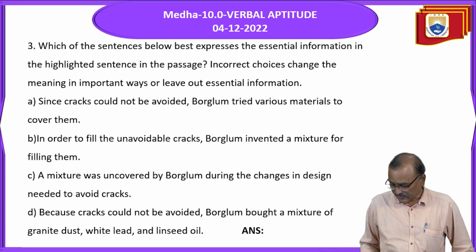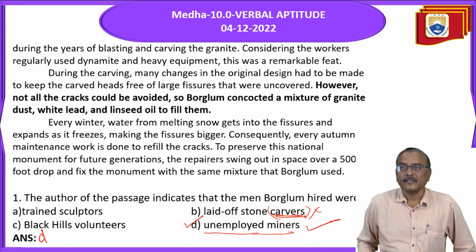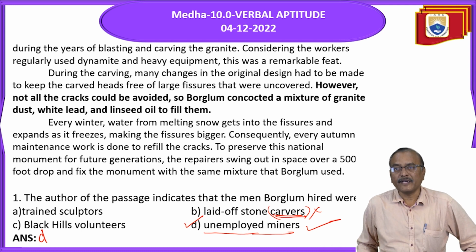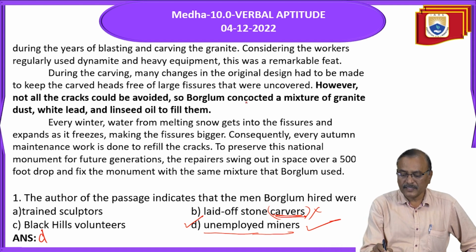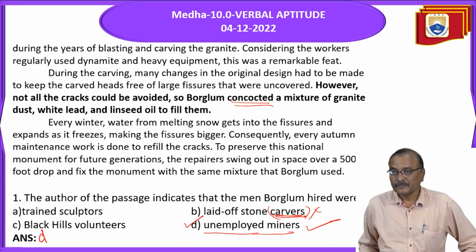What is the highlighted sentence? Let us see. Yeah, this is the highlighted sentence. However, not all the cracks could be avoided. So Borglum concocted a mixture of granite dust. Concocted means he discovered or invented. A mixture of granite dust, white lead and linseed oil to fill them. Right?